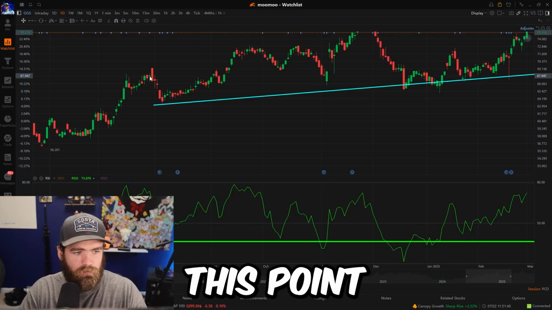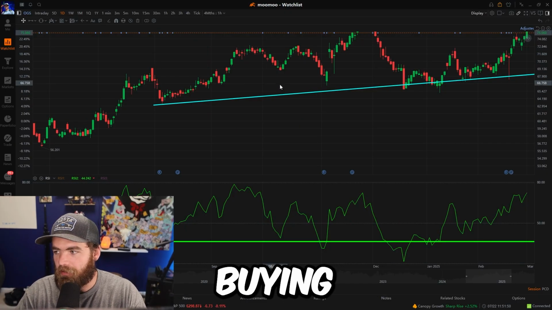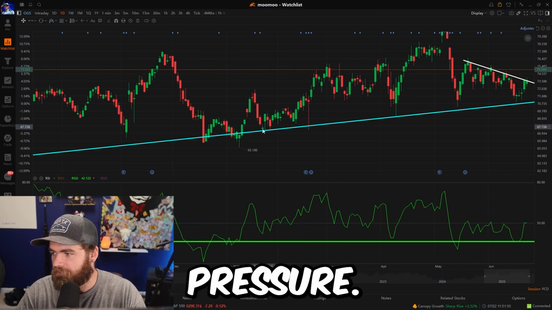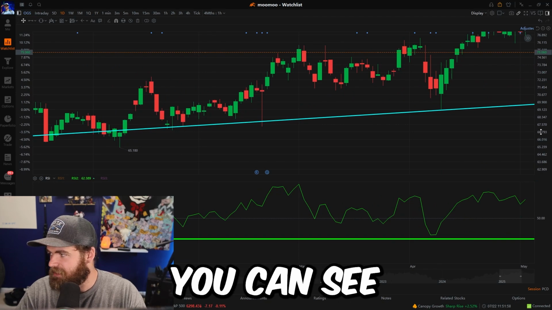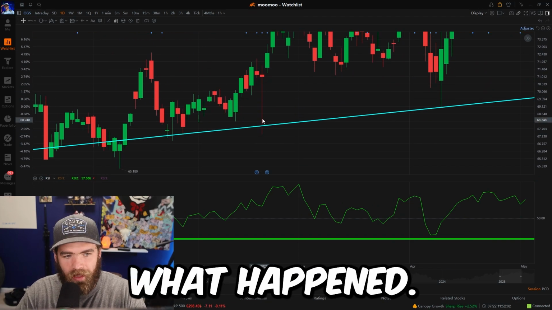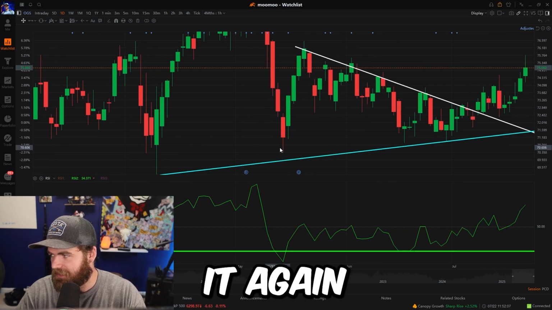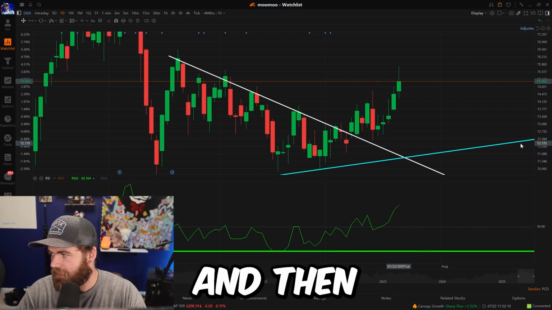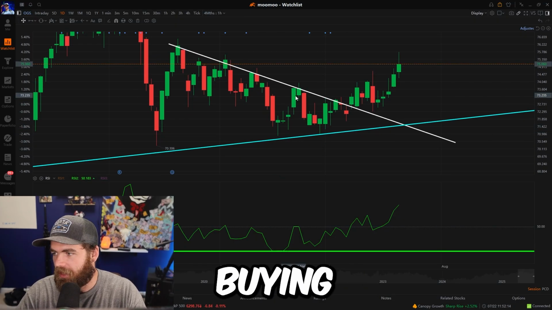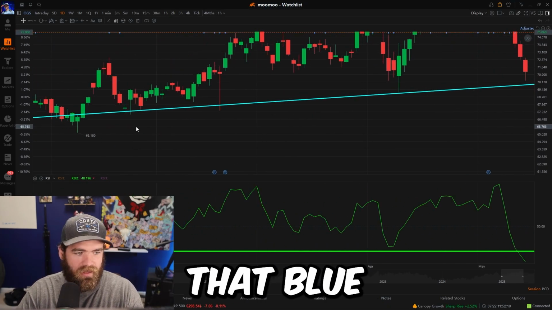And it hits this point several times, and it establishes buying pressure. So it hits it, we have buying pressure, recently hit it, buying pressure, hit it again, buying pressure. You can see, since we use those candles, that it has hit it right here. And what happened? We have that good buying pressure. Right in here, we have buying pressure, almost hits it again in here, and we have a good move. And then right in here, you can see just the several times where it hits it, buying pressure. So we have a bunch of support here on that blue line, right?